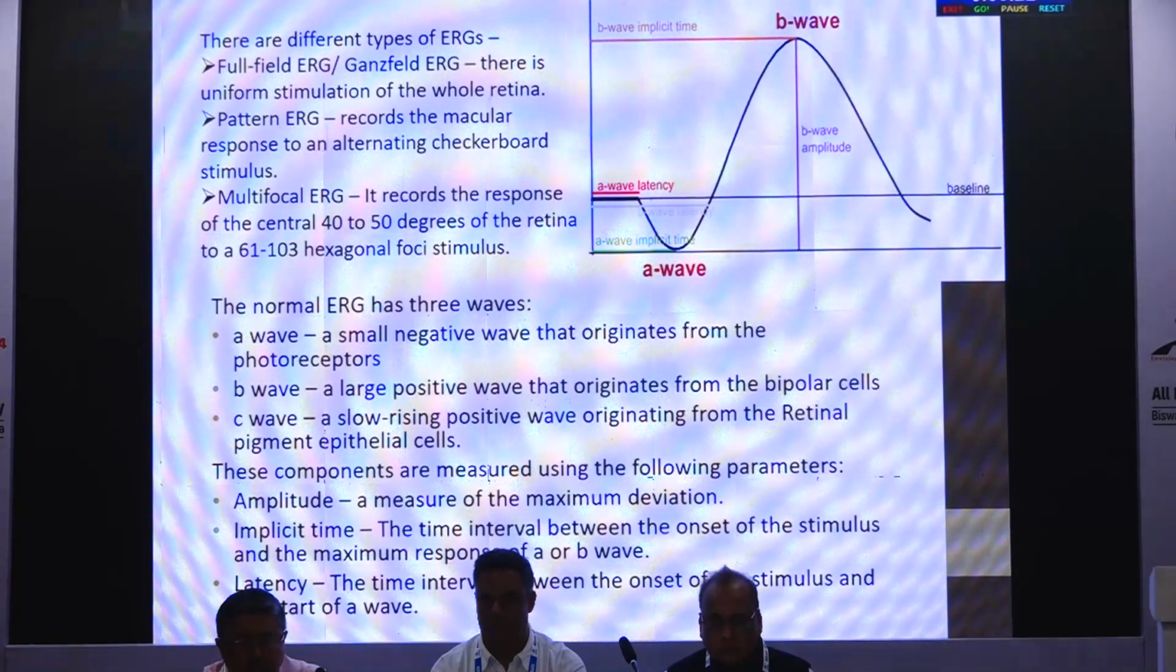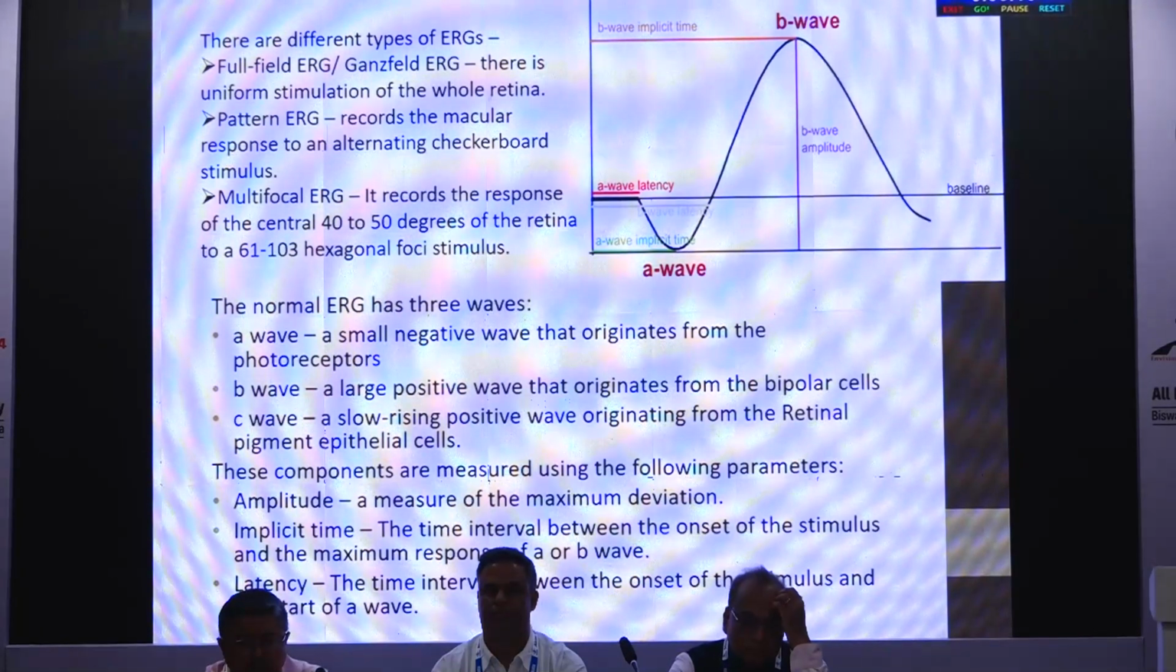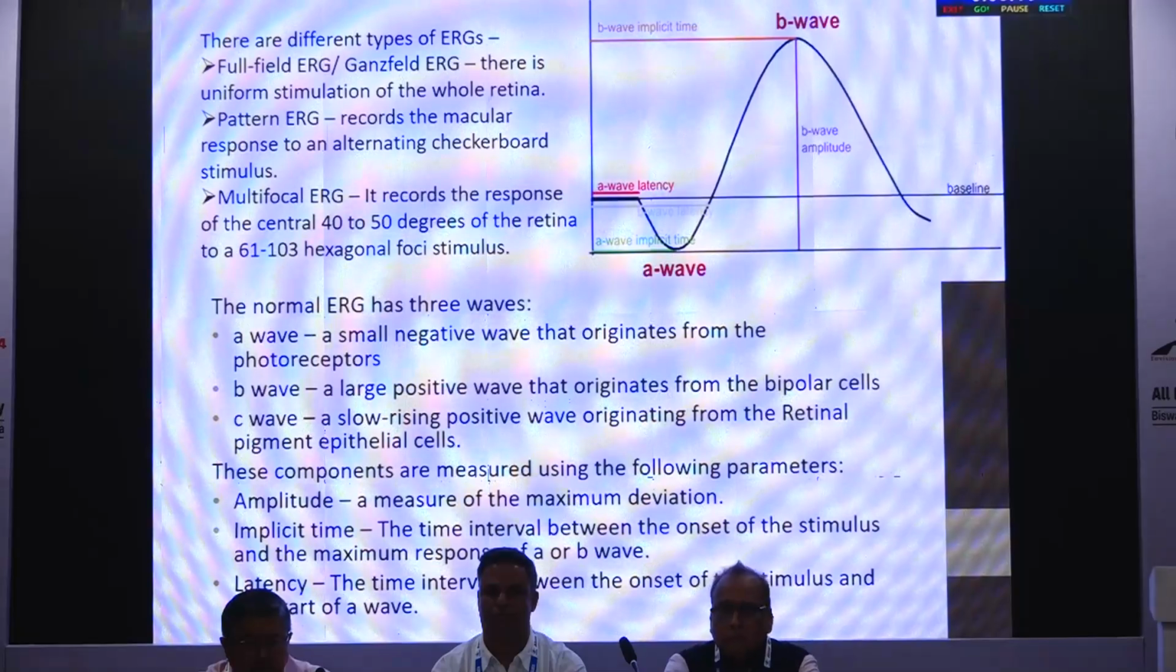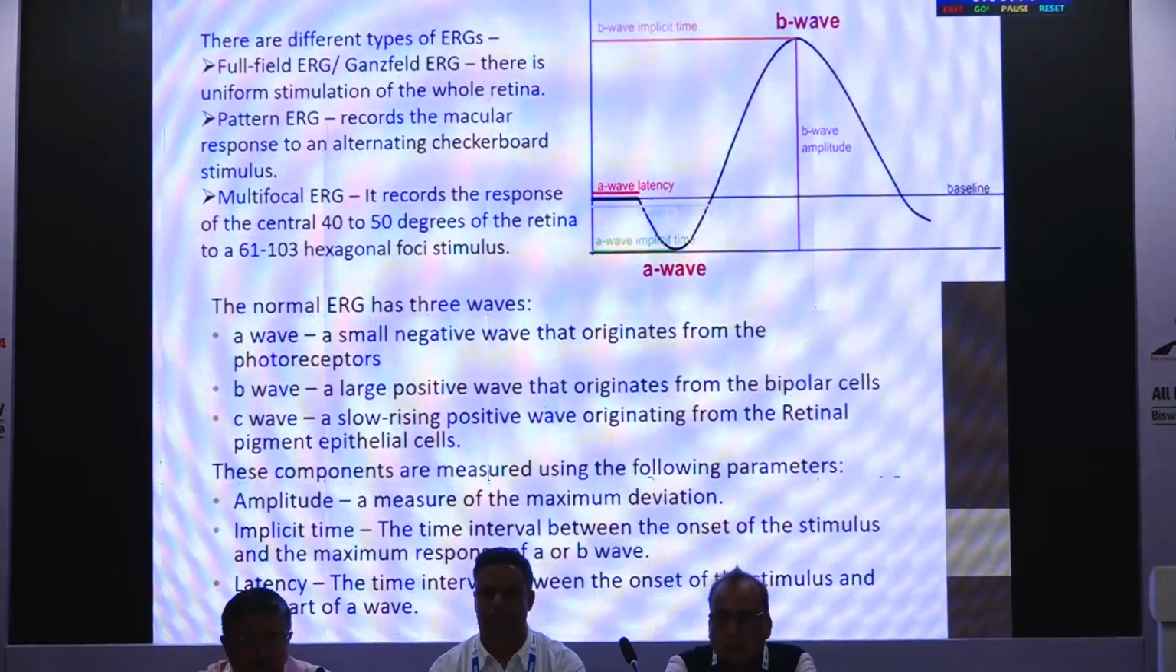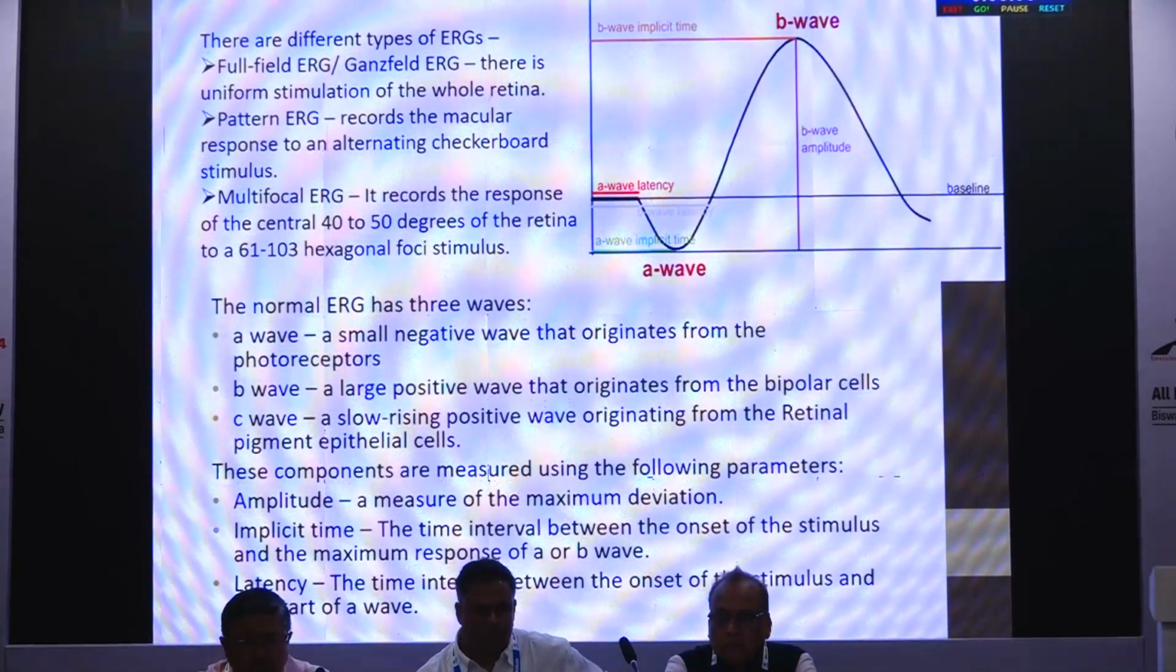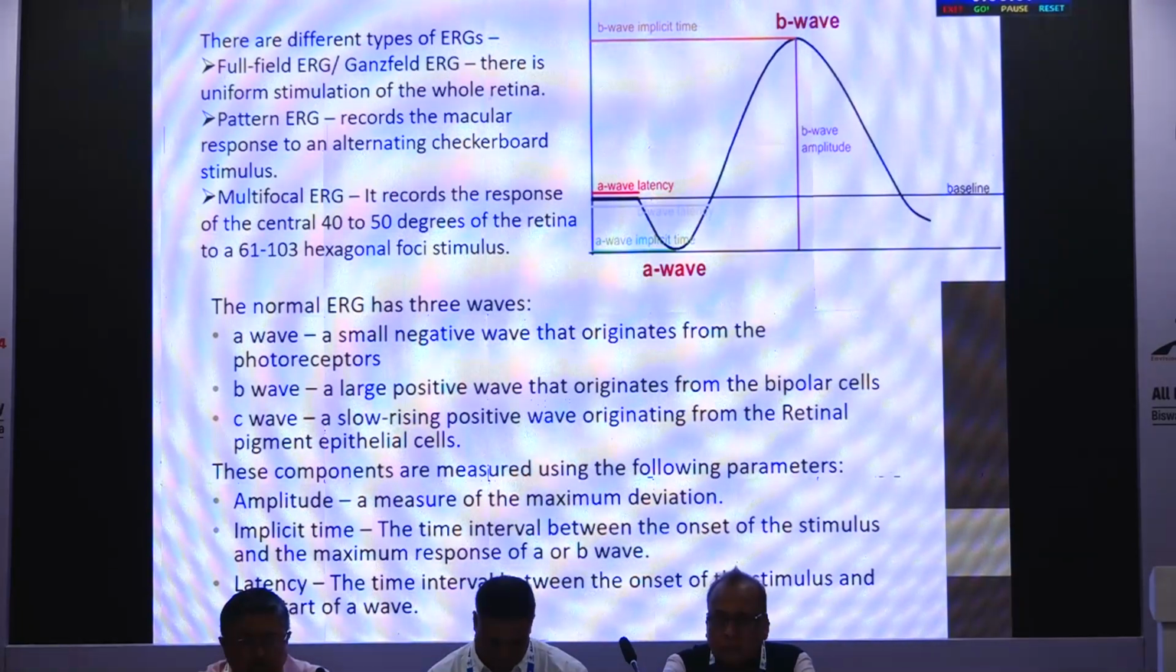And here there are three terms which we should know: amplitude, implicit time, and latency. Amplitude is the measure of the maximum deviation. Implicit time is the time interval between the onset of the stimulus and the maximum response of either A wave or B wave. Latency is the time interval between the onset of the stimulus and the start of the wave.